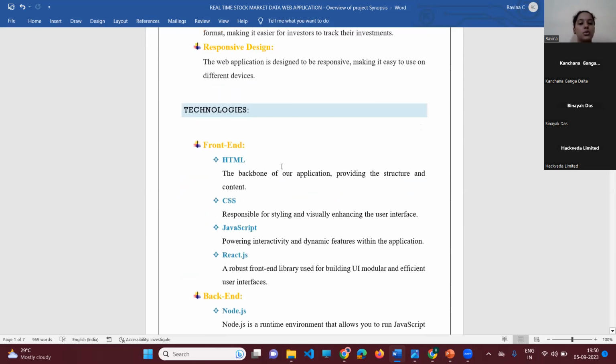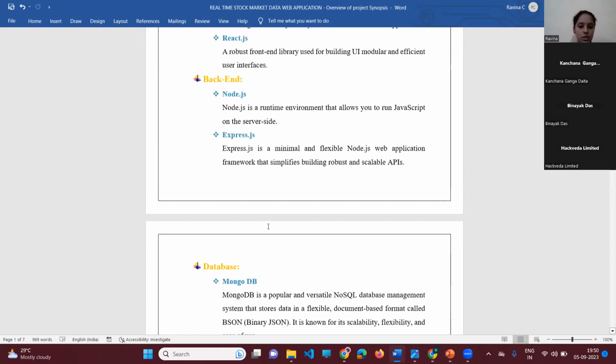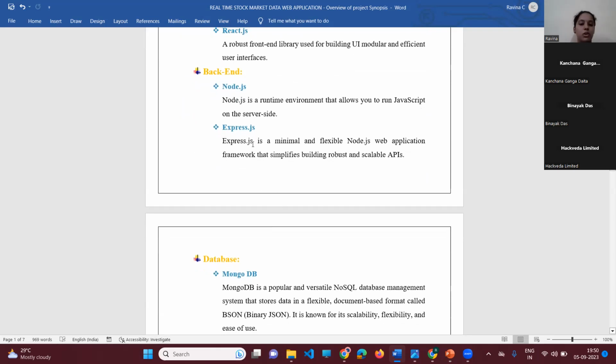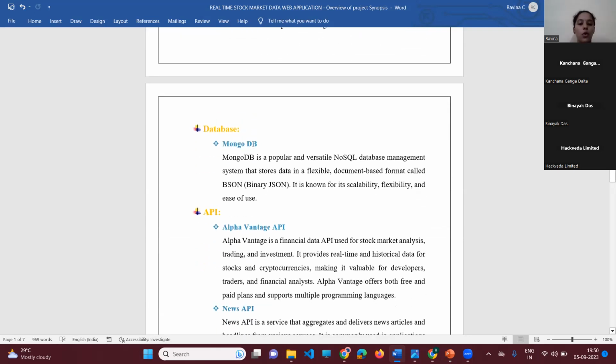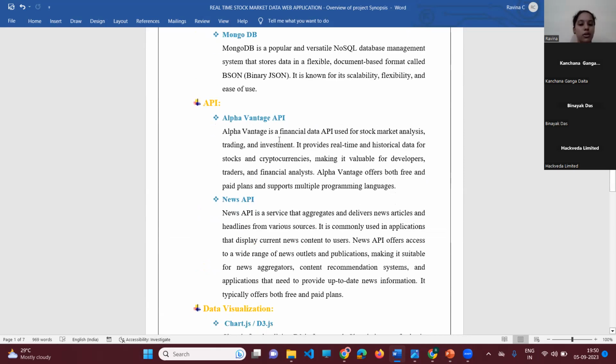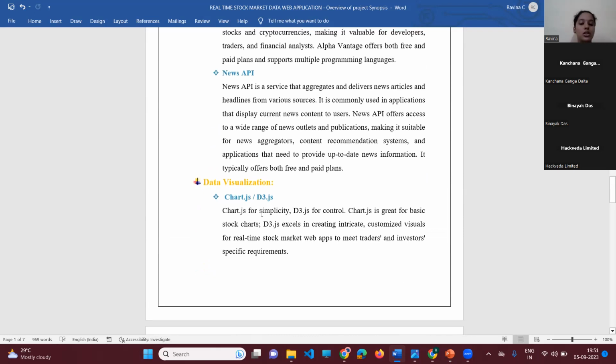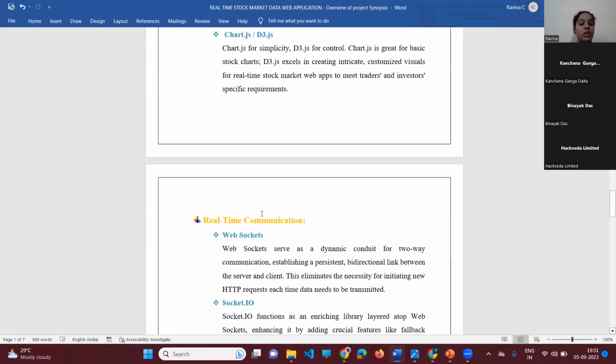Technology is used for front-end: HTML, CSS, JavaScript, and React.js. For backend, Node.js and Express.js, which is the framework of Node.js. Database: MongoDB Atlas, and APIs used are the Alpha Vantage API and News API. For data visualization, Chart.js or D3.js.